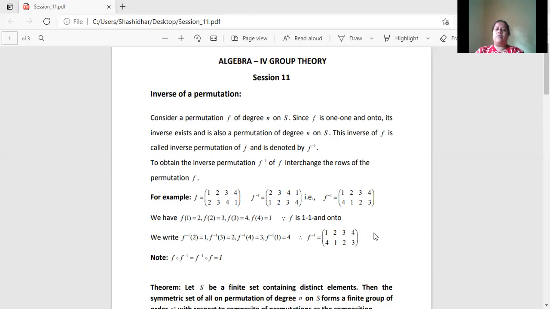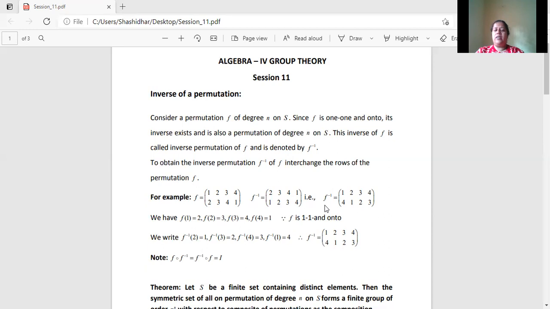So inverse of a permutation is very easy. You can just interchange the rows of the given permutation, then we'll get the inverse of that permutation. And if we observe here, if you take the composition of f and f inverse, already we have learned in the previous session how to find the composition of two permutations. So here we have the two permutations f as well as f inverse.